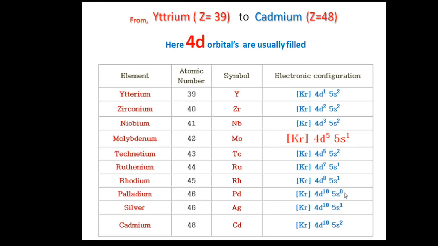and 5s0. After sharing this one electron, 5s1 no longer has any electron, and that is the reason palladium shows the 4d10 5s0 electronic configuration. In silver and in cadmium, the series continues with 4d10, which is the stable one, and in this way the 4d series, or second transition series, elements accommodate electrons in the 4d orbitals.